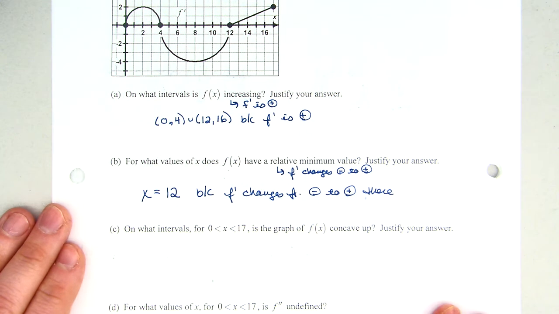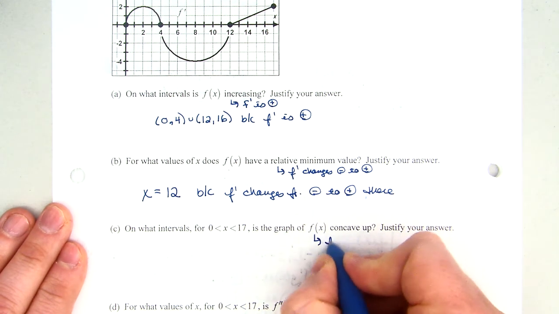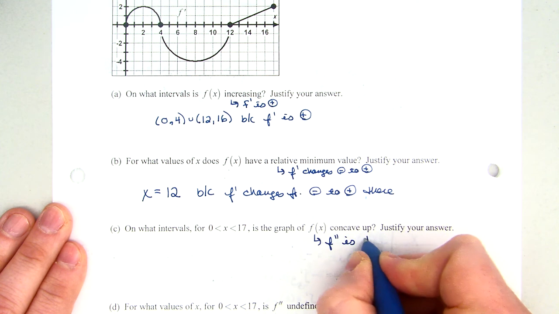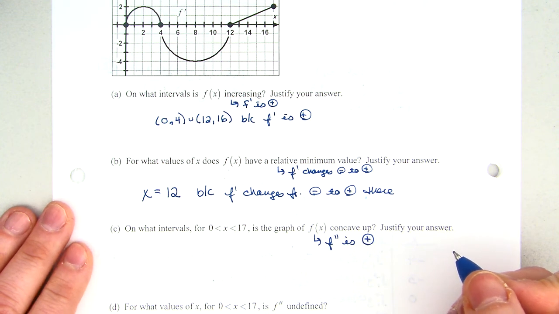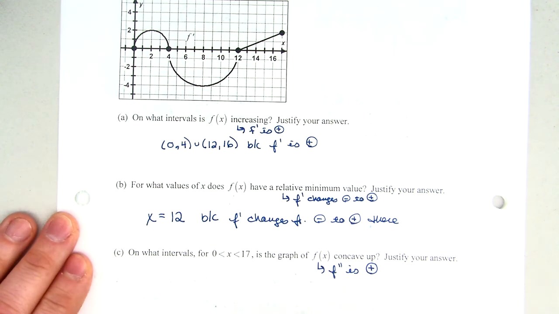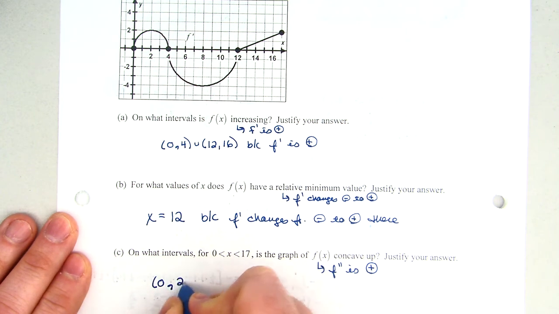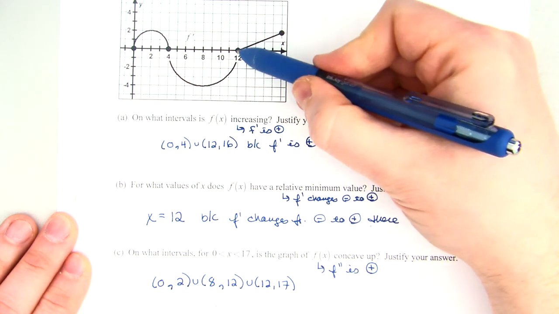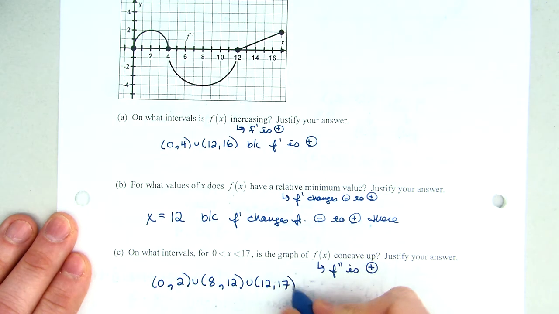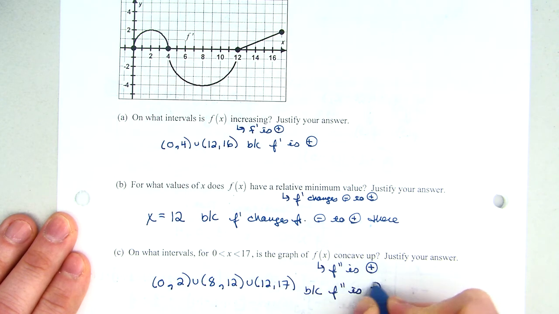Part C. Where is f concave up? Where f double prime is positive. That means if you have f prime and you want to know about f double prime, that means where the slope of f prime is positive. Where do we have a positive slope on that graph? Looks like between 0 and 2, then between 8 and 12, and then between 12 and 17. I shouldn't include 12 because right at 12, the slope of f prime is undefined because we have a sharp turn.